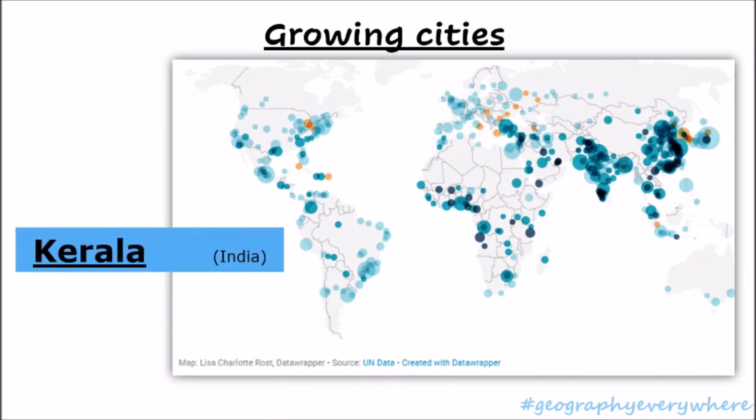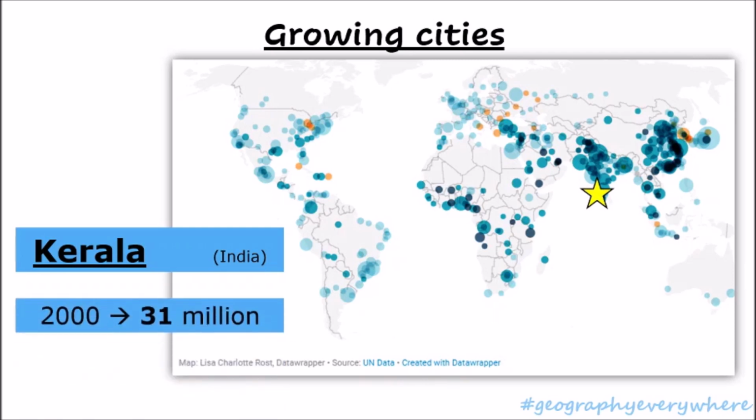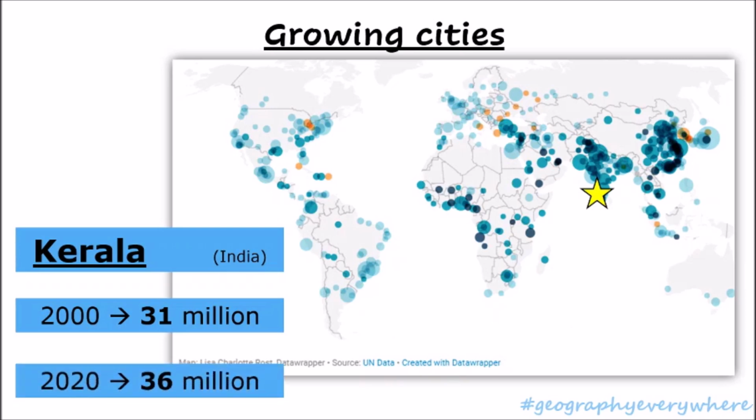Let's look at a city in India now. Kerala. This is found in the south of India. In 2000, the population of this city was 31 million. And this year in 2020, the population was 36 million. So in the past 20 years, the number of people living in the city increased by 5 million.